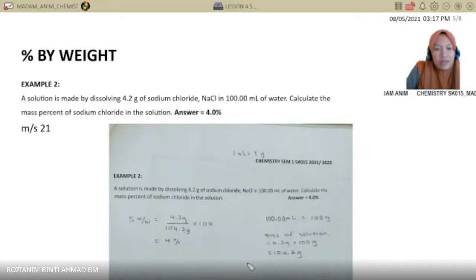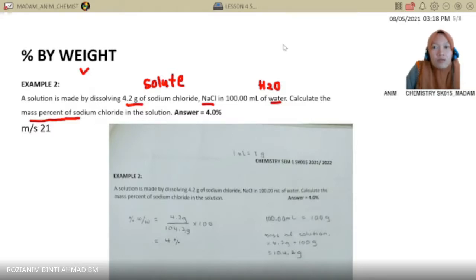Tak apa kalau tak siap lagi, kita buat sama-sama. Okay. So the solution here, dikata dekat sini, a solution is made up by dissolving 4.2 gram sodium chloride. So, clarify terus. Who is our solute? Dah nampak dah unit dia gram. Semestinya dia adalah solute. Okay, dissolve in 100 ml of water. So this is our solvent. Okay, calculate the mass percentage, means the percentage by mass lah, of sodium chloride in the solution.